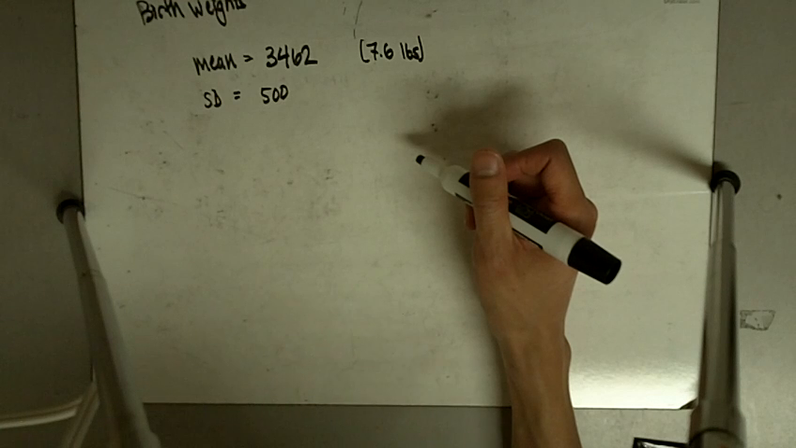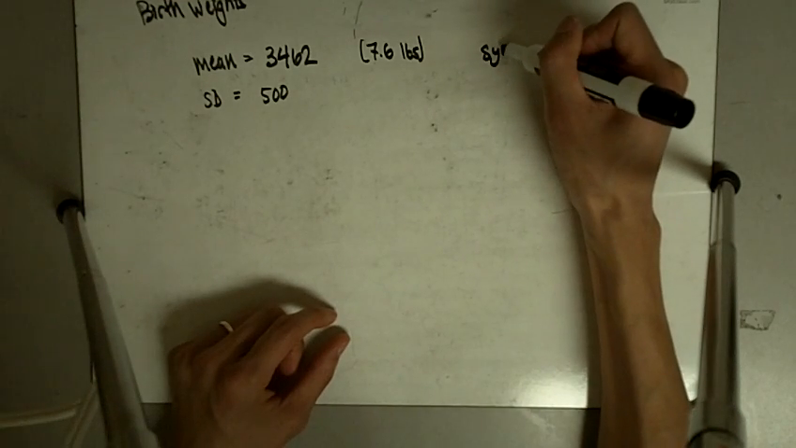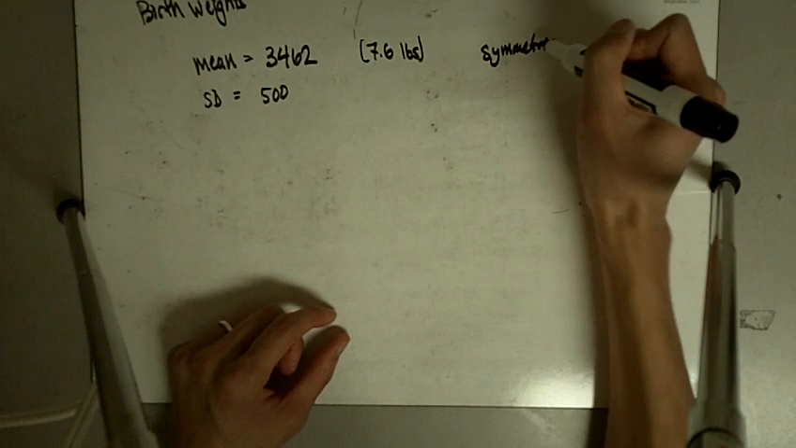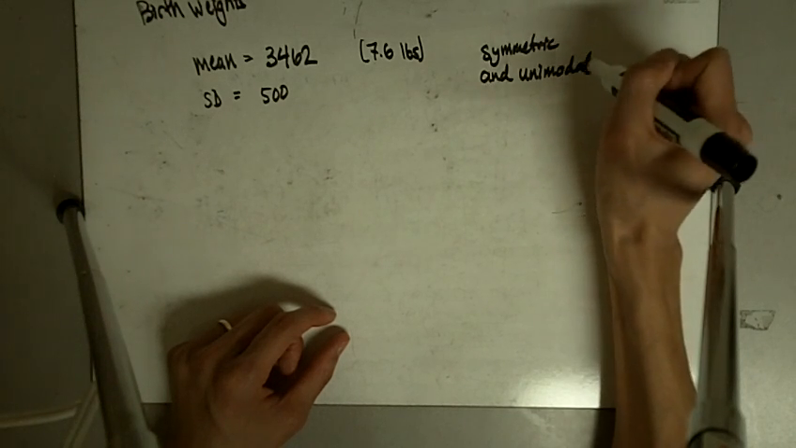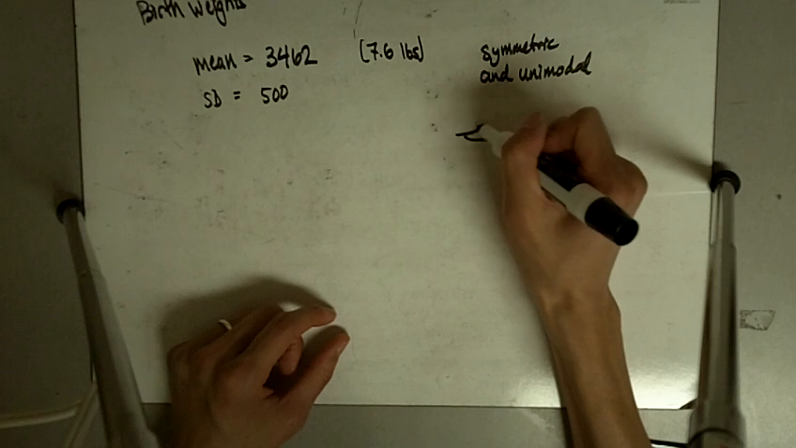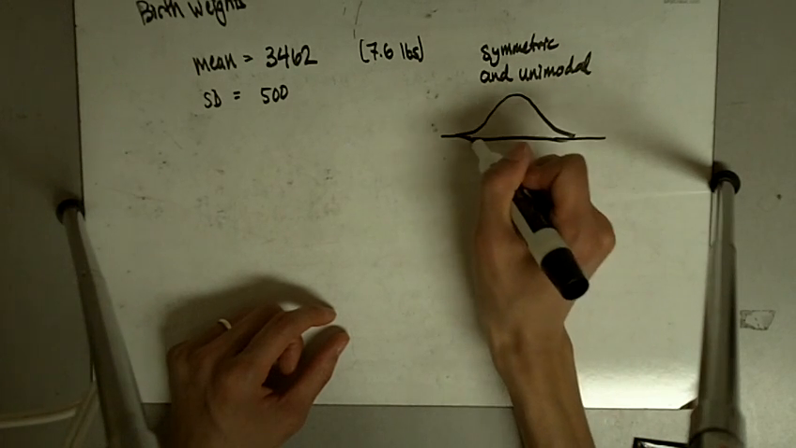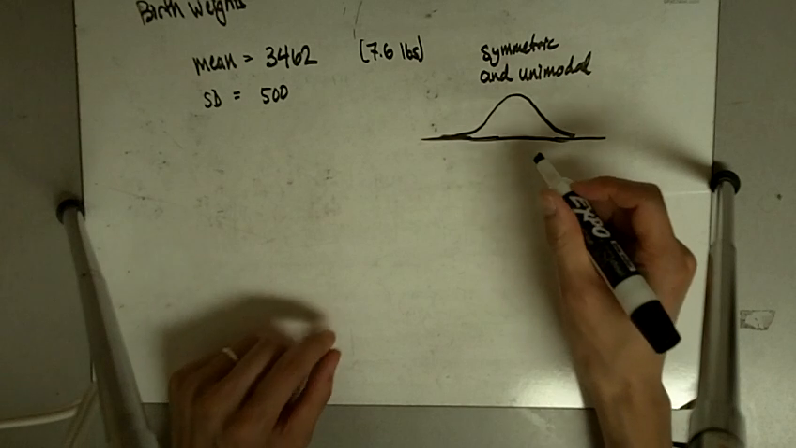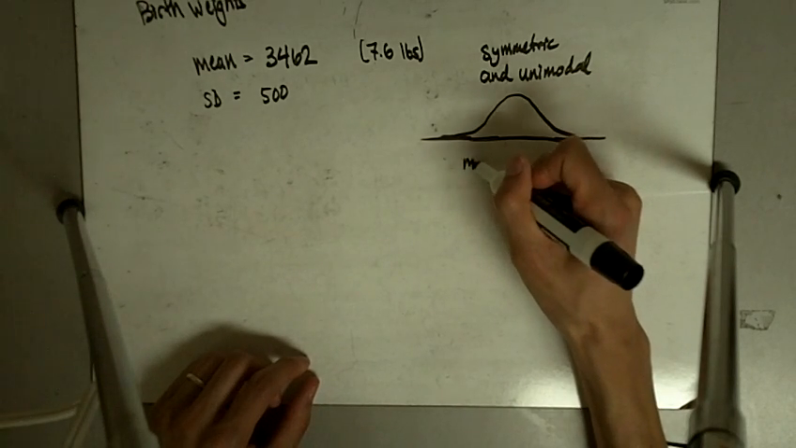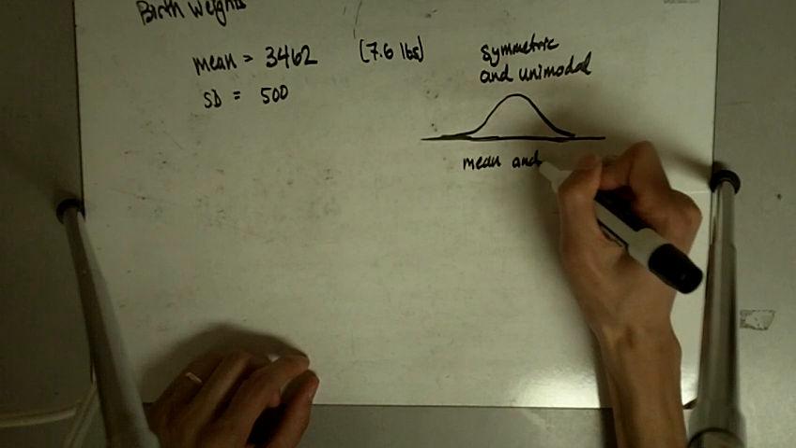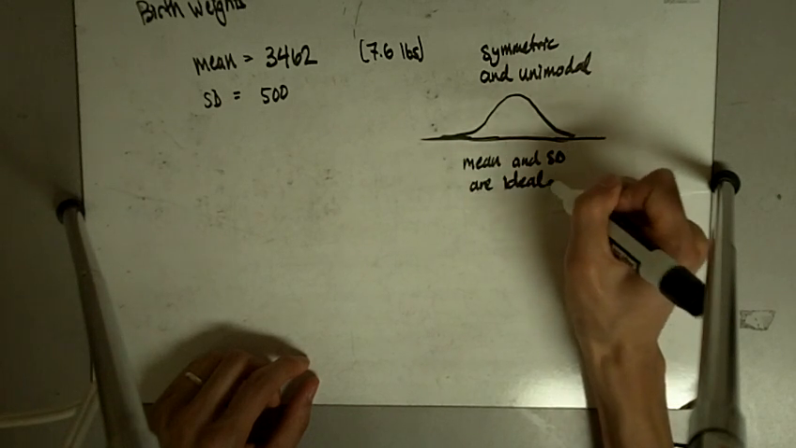Okay, and so it says suppose the shape of the distribution is symmetric and unimodal. So we've got a shape that's something like this. Symmetric and unimodal. So this is a perfect situation for using the mean and standard deviation. The mean and standard deviation are ideal in this situation.